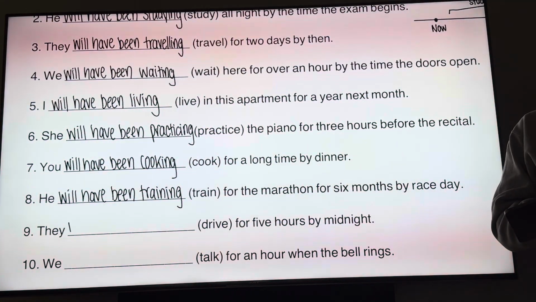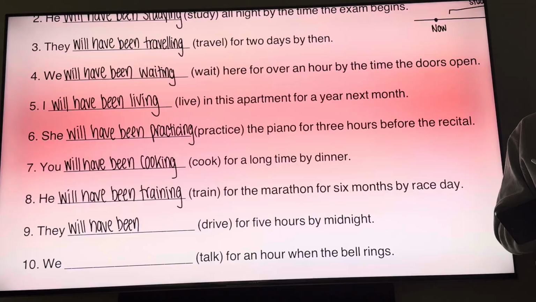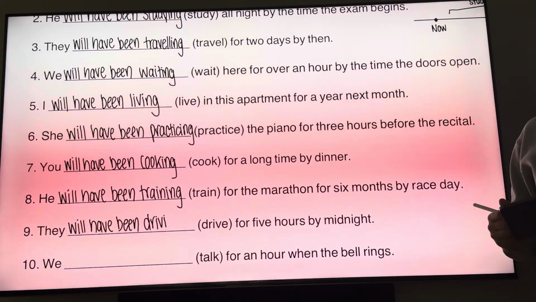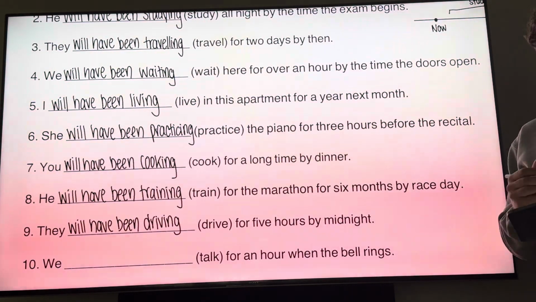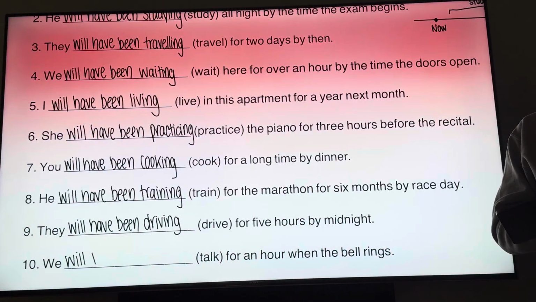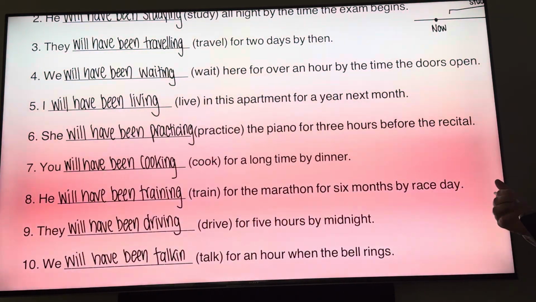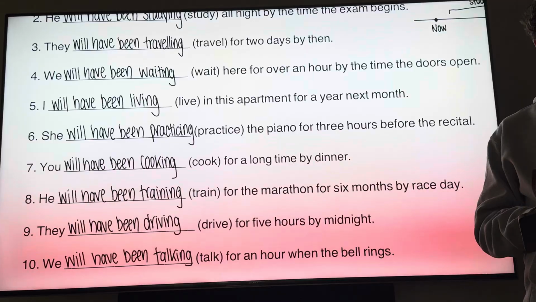They will have been driving for 5 hours by midnight. We will have been talking for an hour when the bell rings.